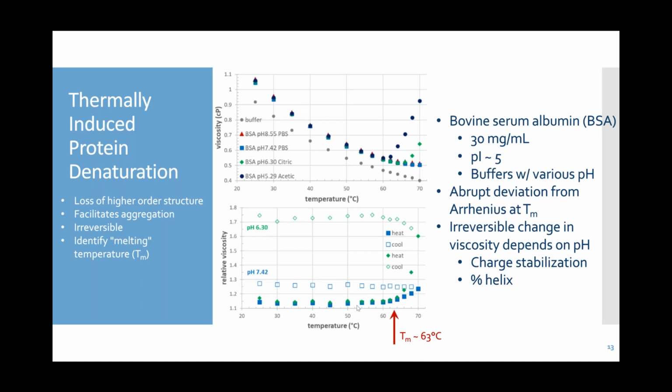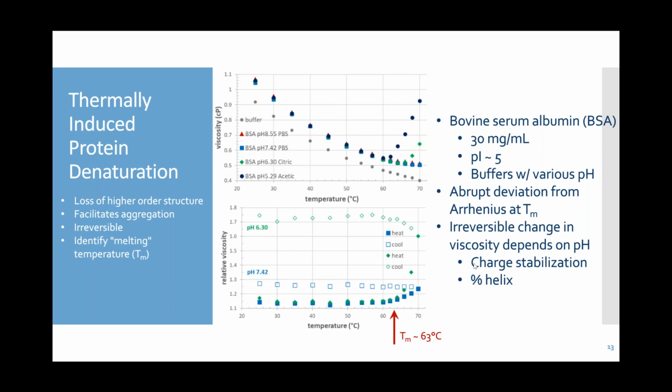So here we can see very clearly, we can sort of identify approximately, where is that melting temperature, which doesn't really change with the buffer, but what changes with the buffer and with the pH in this case is the extent of that irreversible change. And so we can identify the stability of these molecules under thermal stress dependent on the buffer, particularly the pH of the buffer.